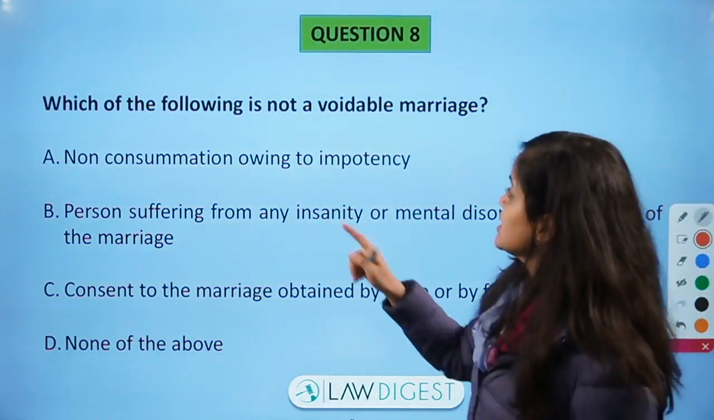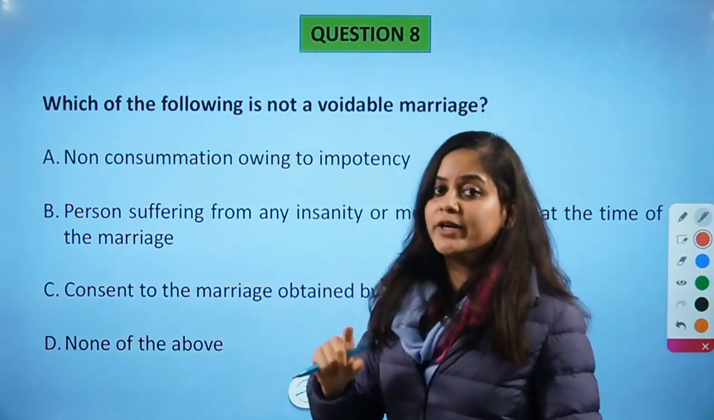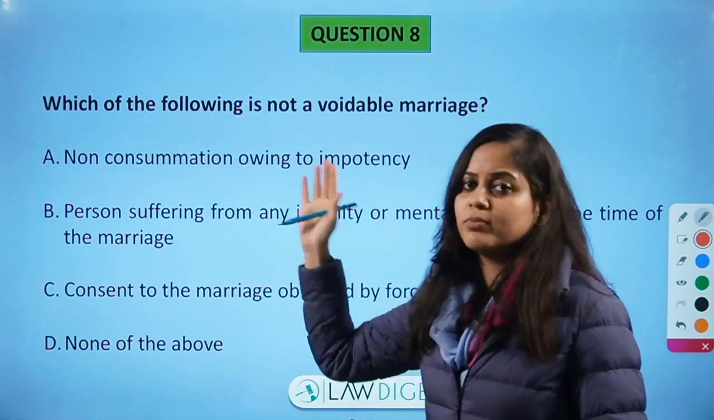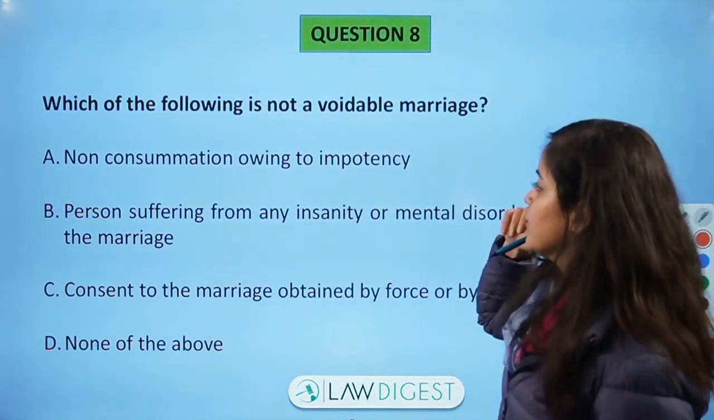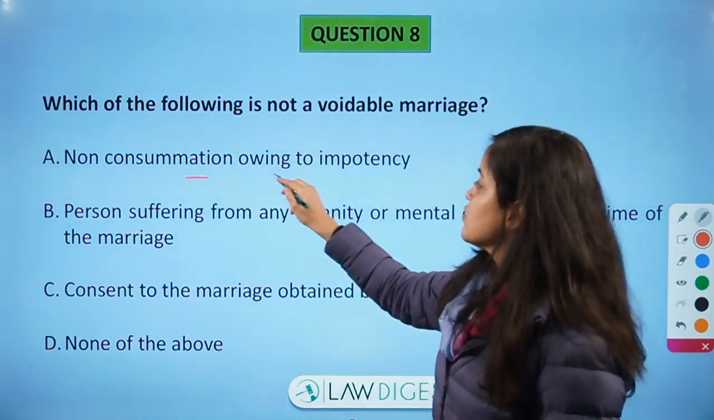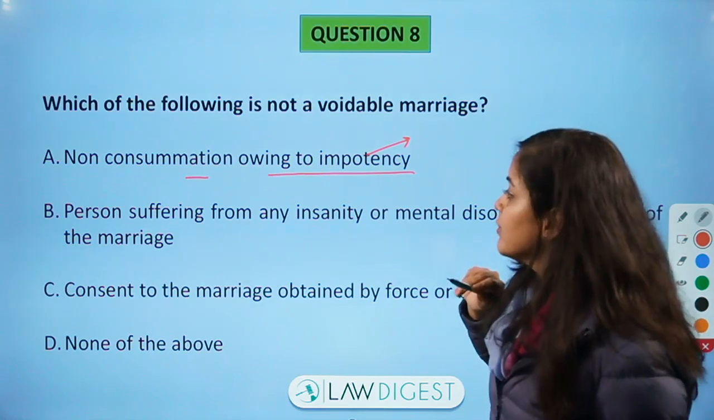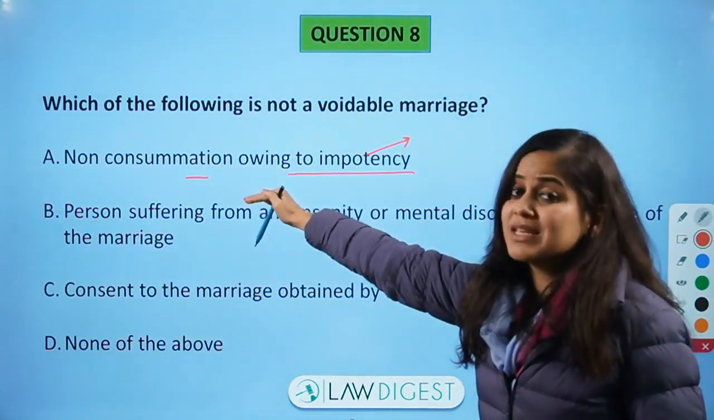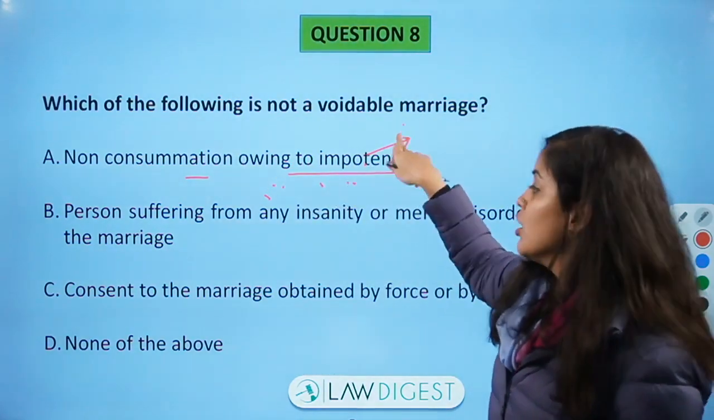The next question says, which of the following is not a voidable marriage? We discussed void marriage में क्या options आते हैं. There are other options as well apart from the ones that we discussed previously. Now, which of the following is not a voidable marriage? Non-consummation owing to impotency. This marriage is a voidable marriage if no consummation of the relationship takes place because the partner is impotent, then such a marriage is voidable.